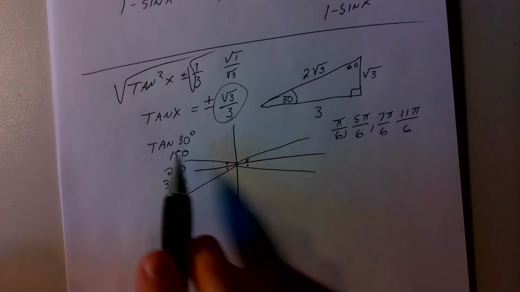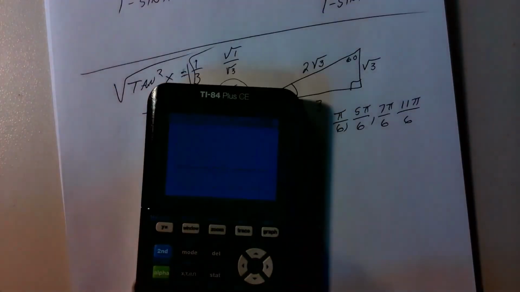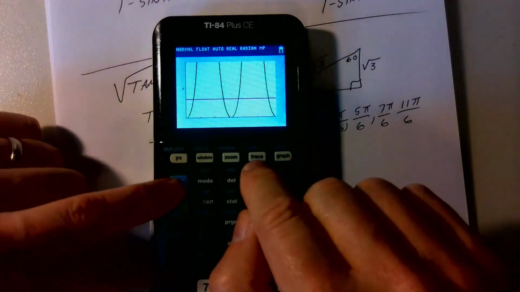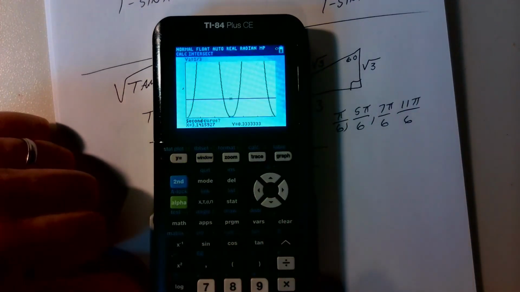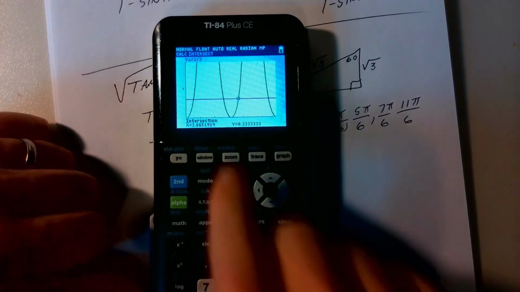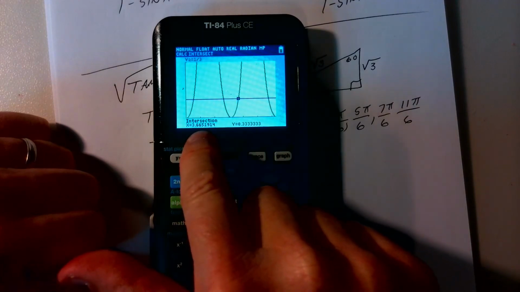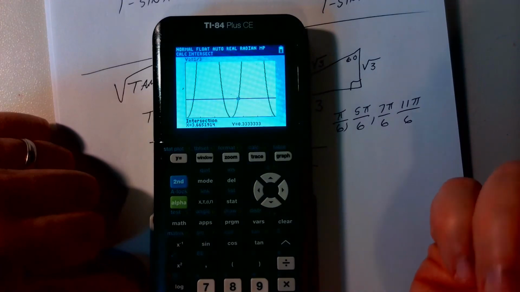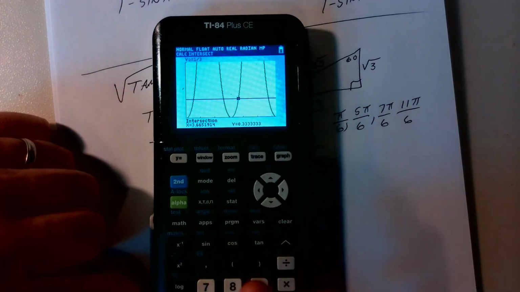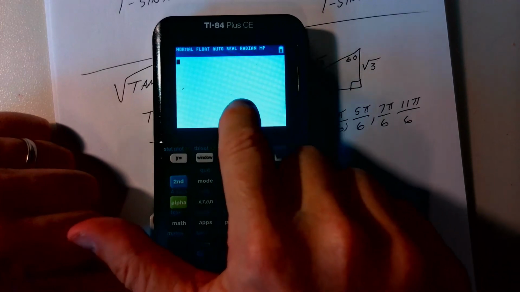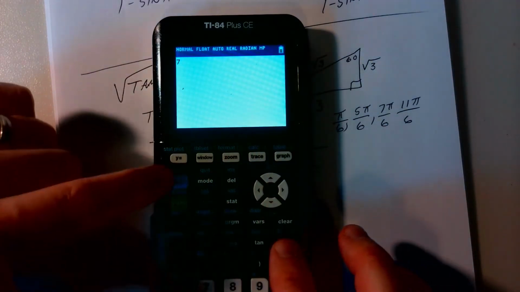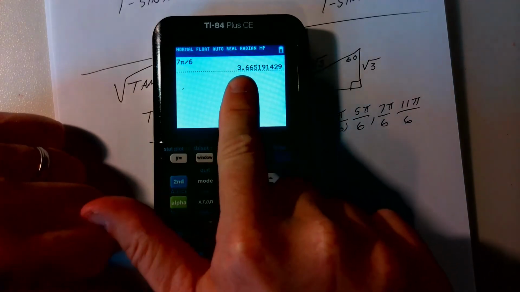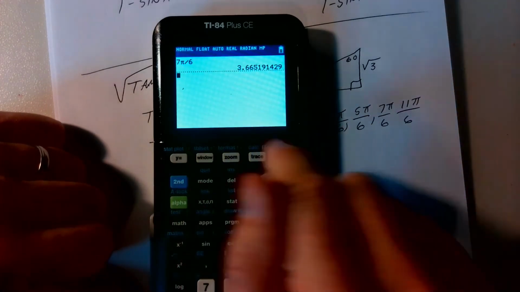Okay, let's check and see what I got here. Graph again. Second trace, number 5, intersection, enter, enter, enter. It shows me one right here at 3.66. You're like, ugh, well, that's not a very good thing. Well, what is that? Let's quit that out. We thought it was the third one over there, so let's try this. What is 7 pi divided by 6? That's one of the ones we said. And look at that, 3.66. So those are all those ones.